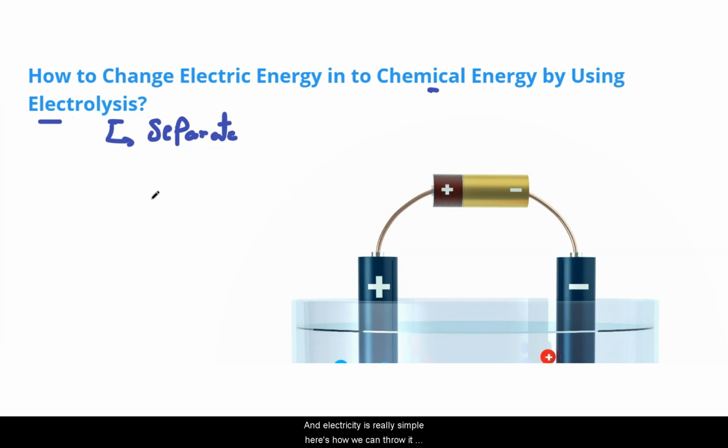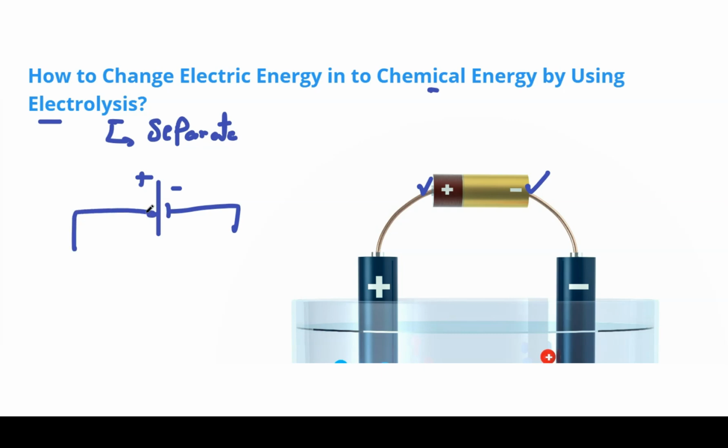And electricity is really simple. Here's how you can draw it. You just draw two lines, one shorter than the other. The short line represents the negative pole, and the taller one represents the positive pole. And they are connected to the circuit. The circuit is represented by straight lines.